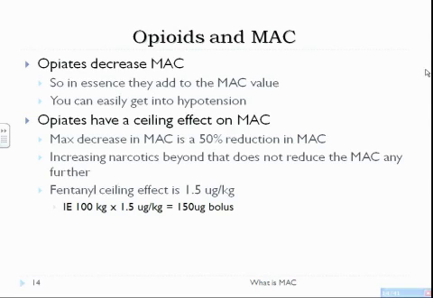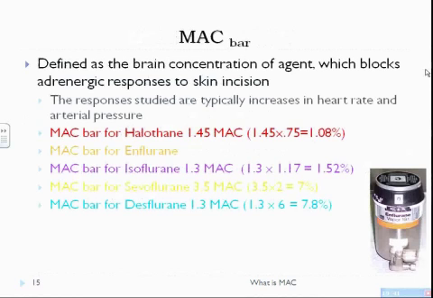You can decrease the MAC by as much as 50% when you hit the max. So if you give 1.5 mics per kilo of fentanyl, you're going to drop the MAC by 50%. Can you drop it beyond that? No. You can add more, but you're not going to have any more MAC decrease effect. So the best you can ever do for decreasing MAC with narcotics is 50% most of the time. Okay? So that's what I wanted you to make sure that you understood. And that's called MAC bar.